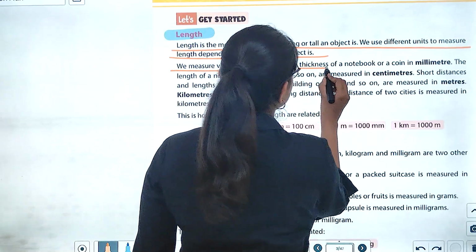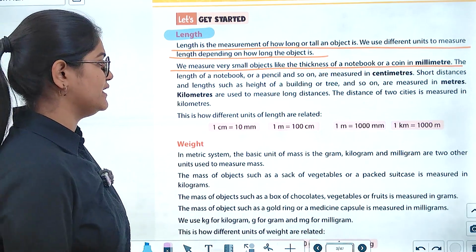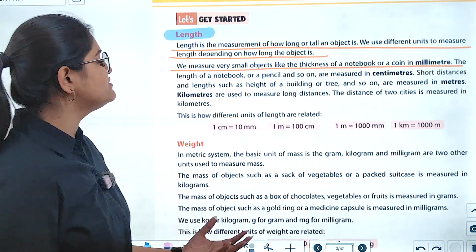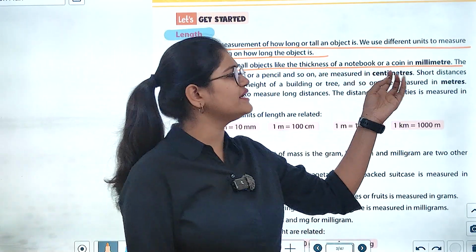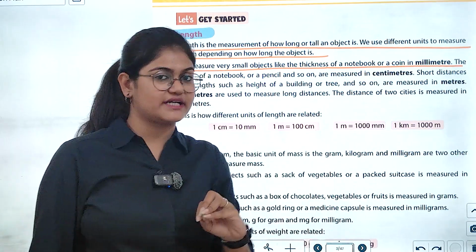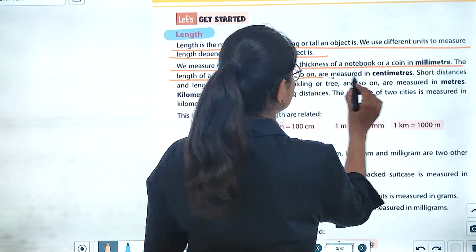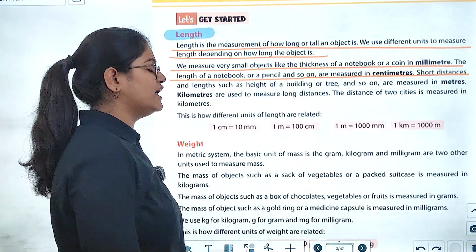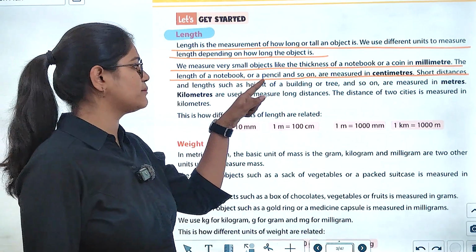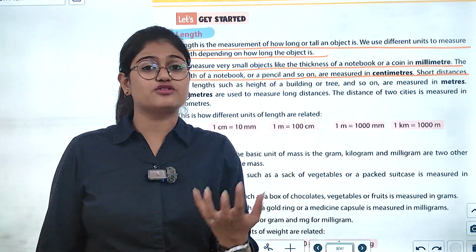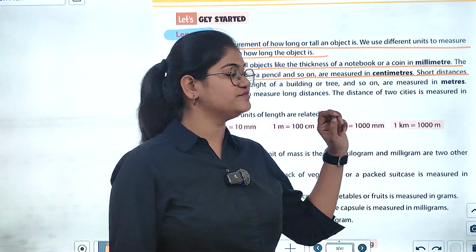We measure very small objects like the thickness of a notebook or a coin in millimeters. We measure many small objects, like the thickness of a notebook or a coin, in millimeters, right? The length of a notebook and a pencil and so on are measured in centimeters. If we have to measure the length of a notebook, pencil or any other thing, we use centimeters for those things.